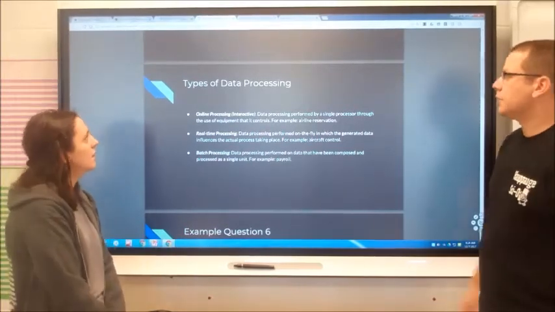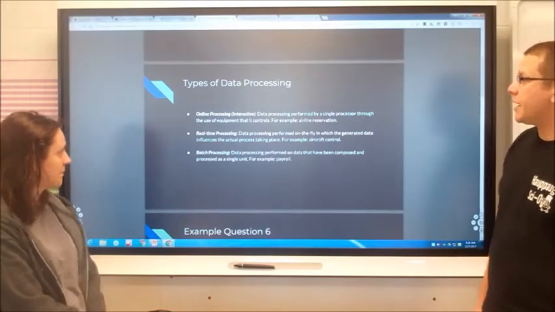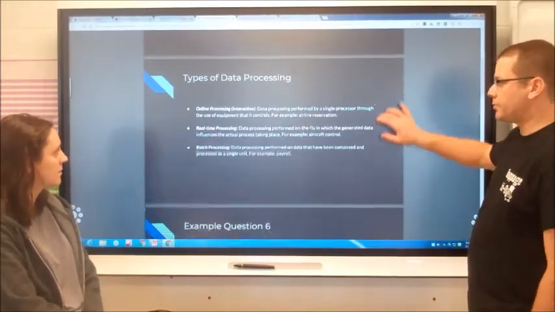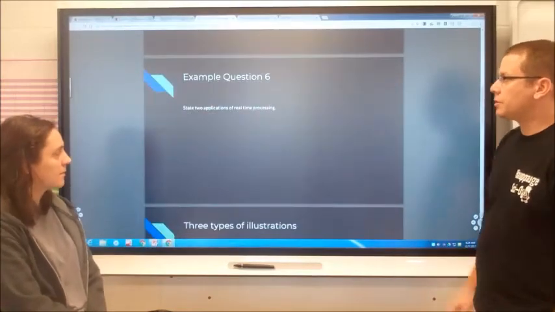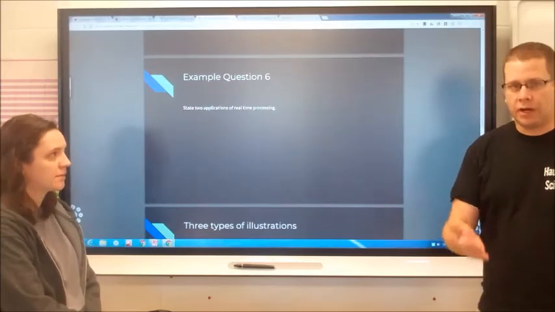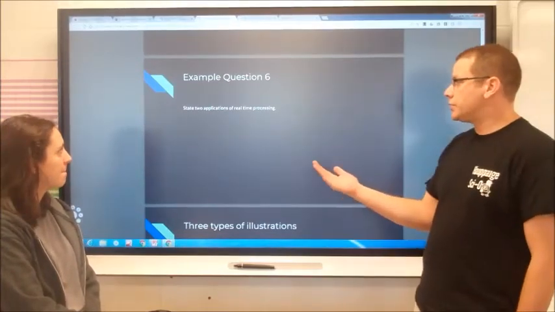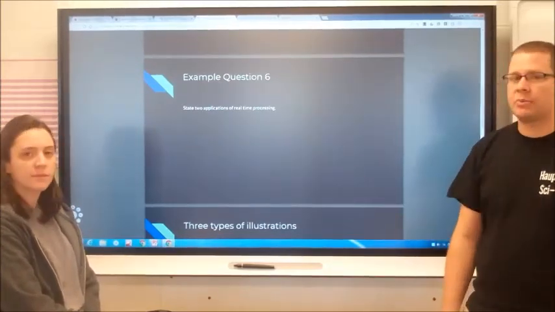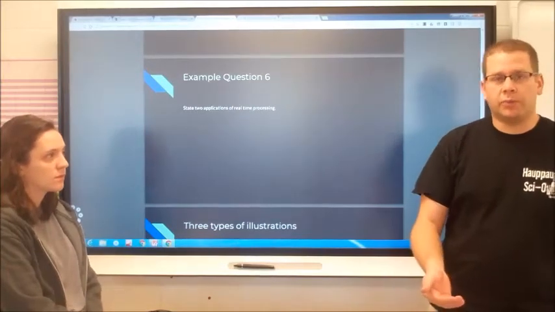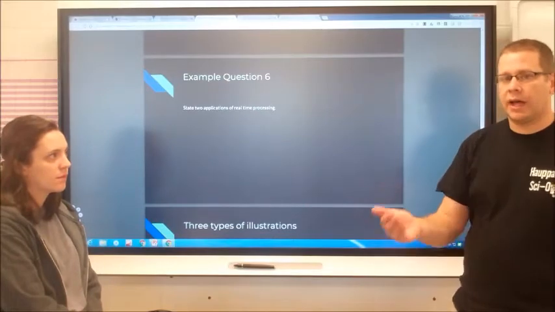But anyway, just real quick, your types of data processing, you can read through this. It's online processing, real-time processing, and batch processing. Example question here: this example question you should be answering and handing in to us on paper. The question states, state two applications of real-time processing. So come up with some examples of ways we could be doing real-time processing and why.